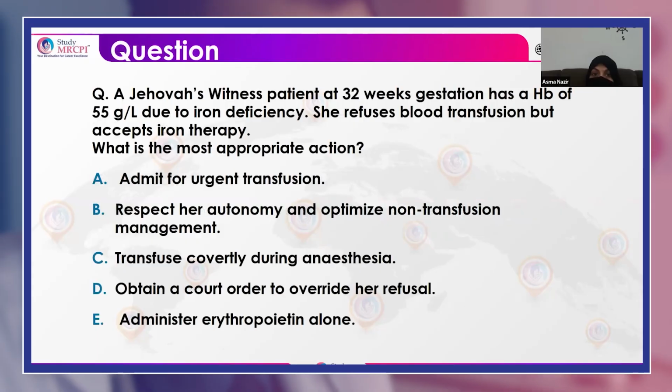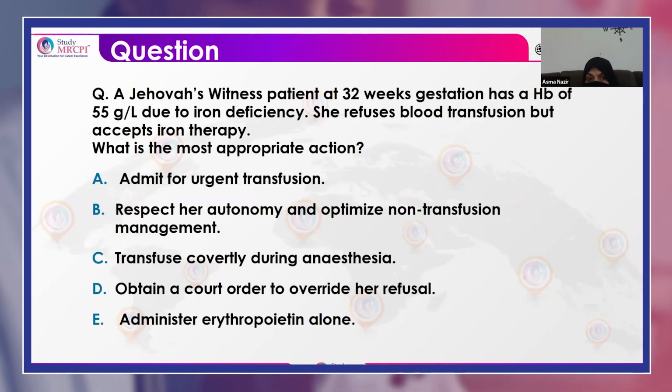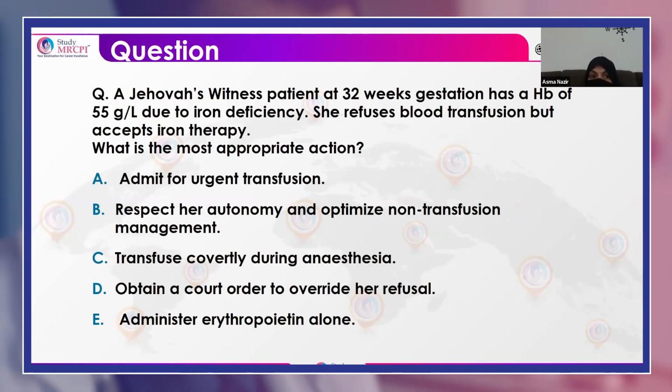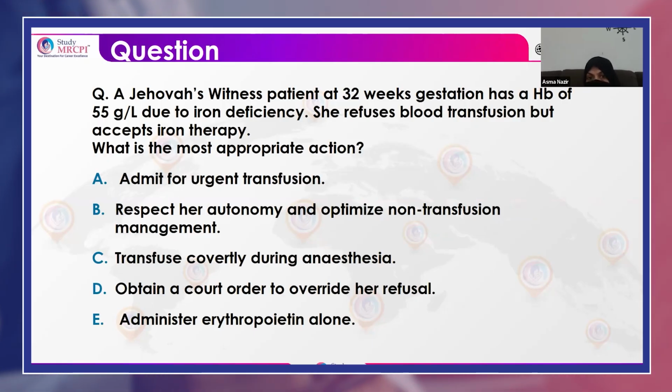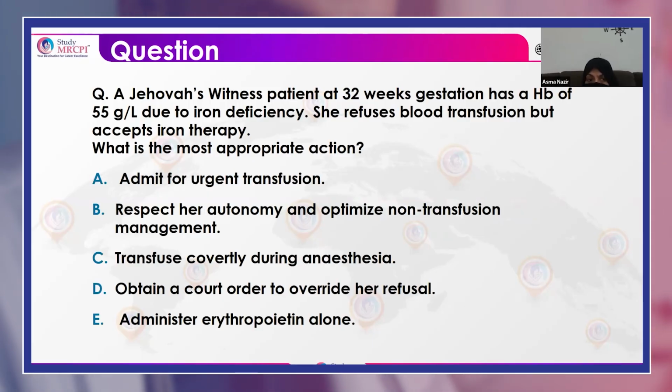Another question is about a Jehovah's Witness, which is a very important topic. A Jehovah's Witness patient at 32 weeks of gestation has a hemoglobin of 55 gram per liter due to iron deficiency. She refuses blood transfusion but accepts iron therapy. So what is the most appropriate action for this patient?